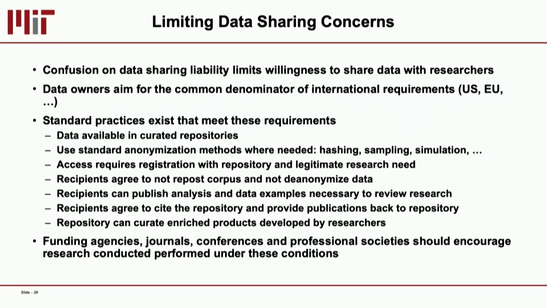You want to use standard anonymization methods where needed. Hash link, sampling, simulation, I've already talked about those, but those do work, particularly when they are coupled with access requires registration with the repository and legitimate need. So there's a data agreement associated with getting the data in some way, shape, or form. And those two together really, really work well.